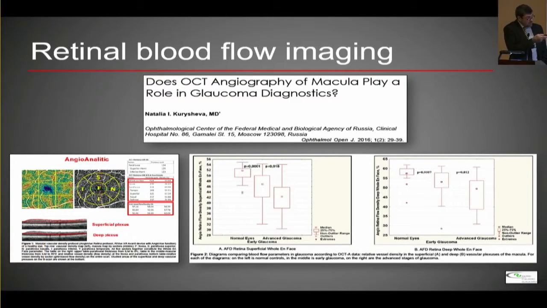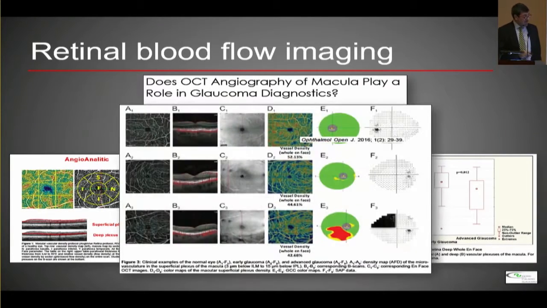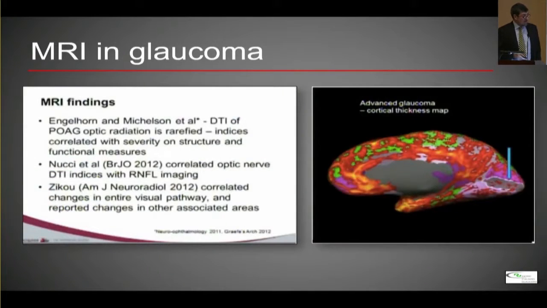that there is quite a difference. You can differentiate normal eyes from initial glaucoma and advanced glaucoma by analyzing the density of the vessels at the macular area. This is not only useful for following and diagnosing our patients, but it's also very useful to better understand the pathophysiology of glaucoma.